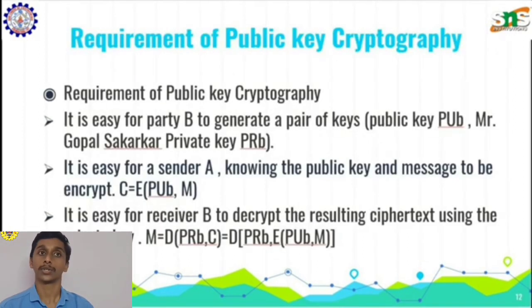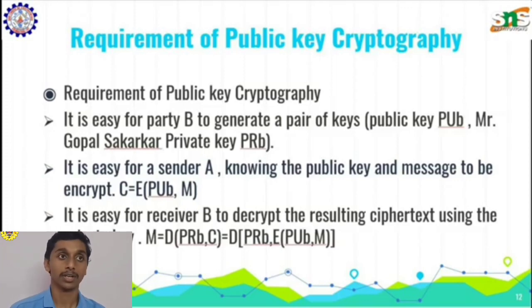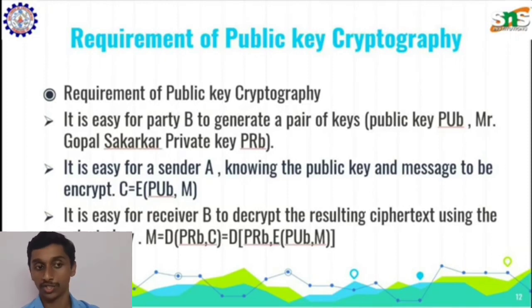Requirements for public key cryptography. It is easy for party B to generate a pair of keys: public key PUB and private key PRB. It is easy for a sender A, knowing the public key and the message to be encrypted, to generate the ciphertext: C is equal to E(PUB, M).